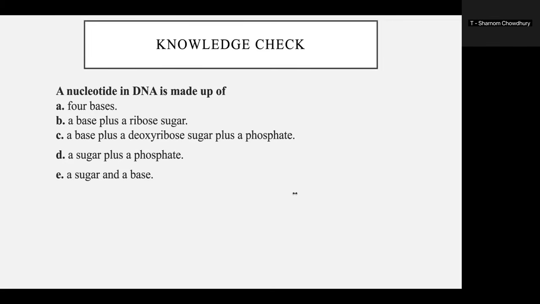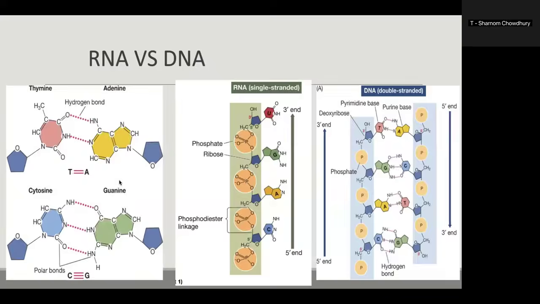Okay, we have differing answers here. Some people are saying E, some people are saying B, some people are saying C. The correct answer is C. So a base plus a deoxyribose sugar plus a phosphate. So to the people that said E, almost there, but let's just go back.